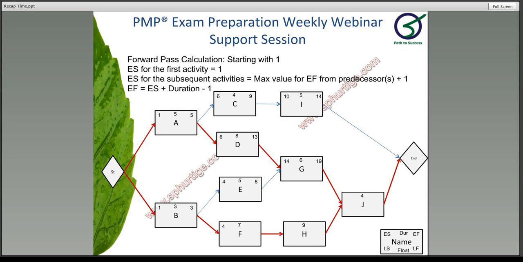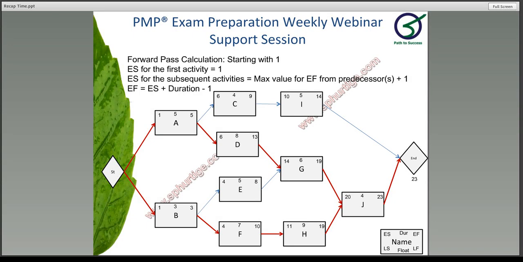Now we are moving on to activity F. F starts on the 4th and it takes 7 days duration. So it is going to be 10. The early finish is 10. H starts on the 11th and it takes 9 days. So you're finishing it on the 19th. Now 19 and 19, so it's going to be the same value. You're taking 19 plus 1, which is 20. 20 plus 4 is 23. Of course, it's going to be the same value. So you're taking and writing it separately as 23.